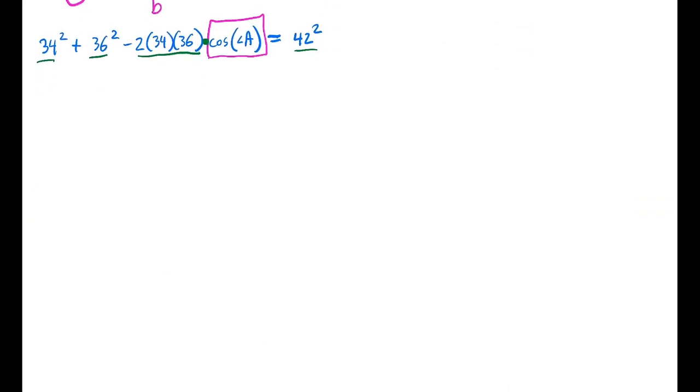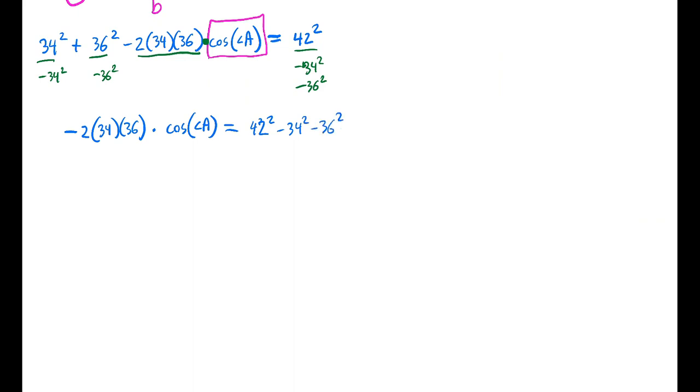So here we go. I'm going to first subtract the 34 squared and the 36 squared from both sides. Whoops, 34 squared and 36 squared. So now my equation is minus 2 times 34 times 36 times the cosine of angle A equals, and on the right I've got 42 squared minus 34 squared minus 36 squared.